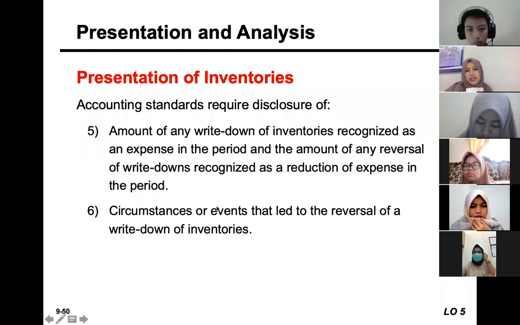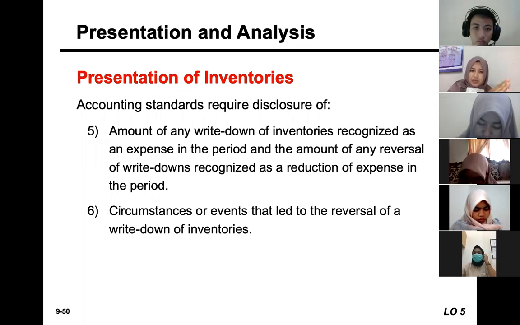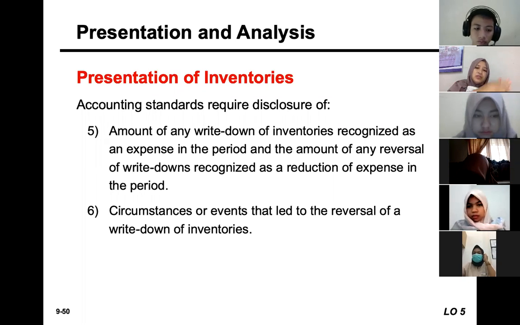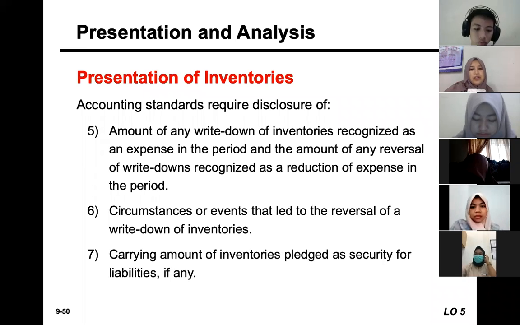And the company also needs to explain what caused the reversal of write down of inventory. Just now I said, let's say after the pandemic, the value of the product is believed to be increasing, due to the increasing demand. So the company needs to explain that condition in their annual report or the notes to the financial statement. Yeah?